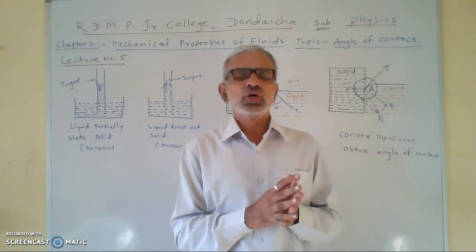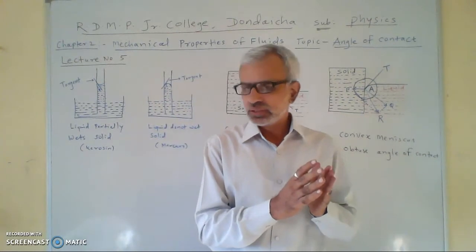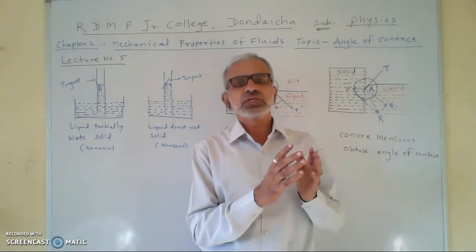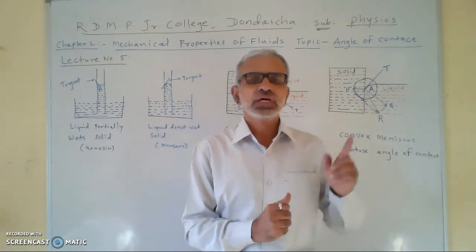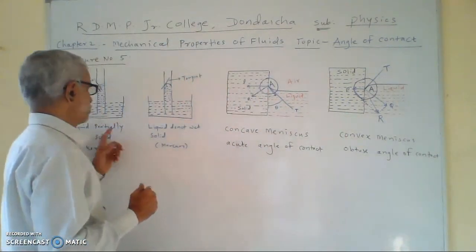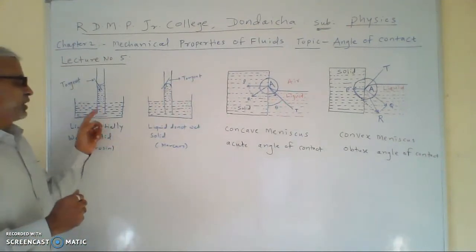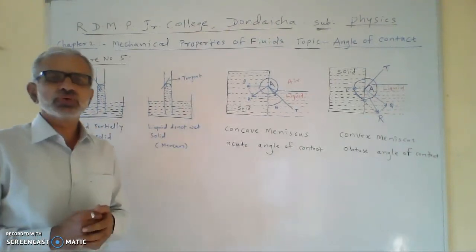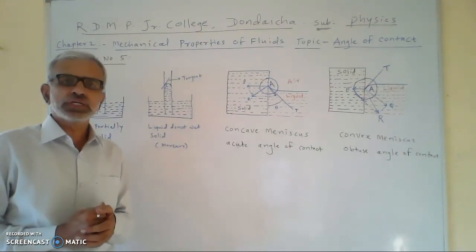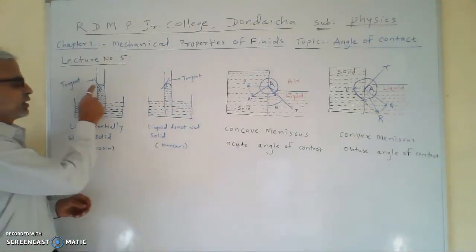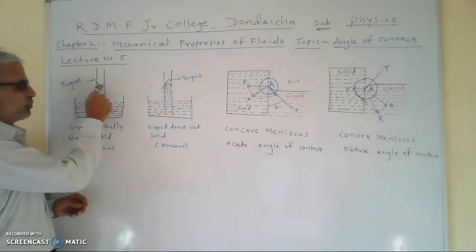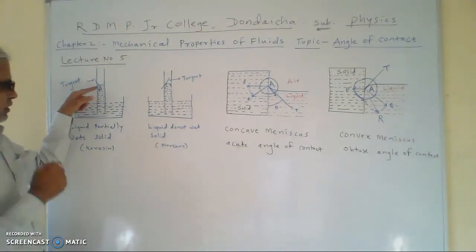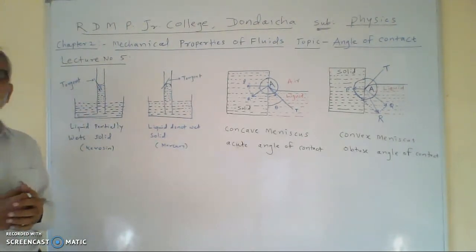So if you take the liquid which will partially wet the solid, the meniscus is a concave meniscus and it is shown in this figure. In this figure, liquid is kerosene. So kerosene is a liquid which will partially wet the solid, and here this meniscus is formed, and this meniscus is a concave meniscus.